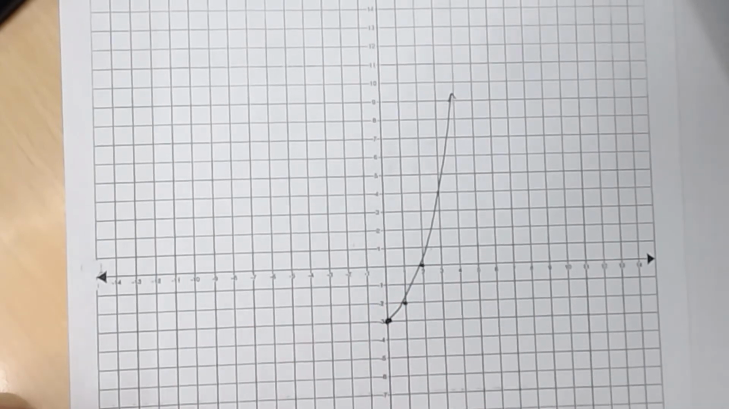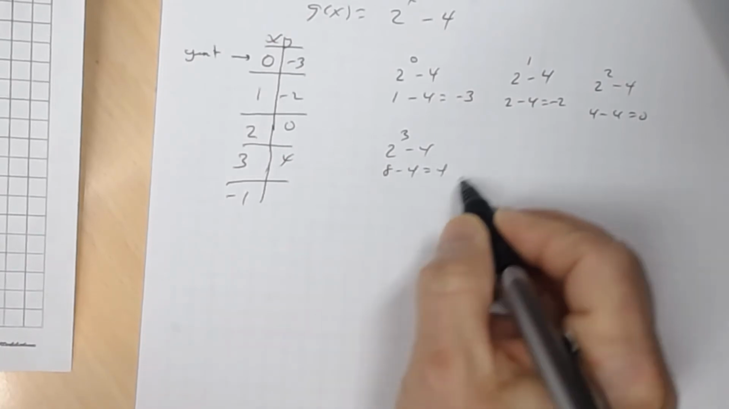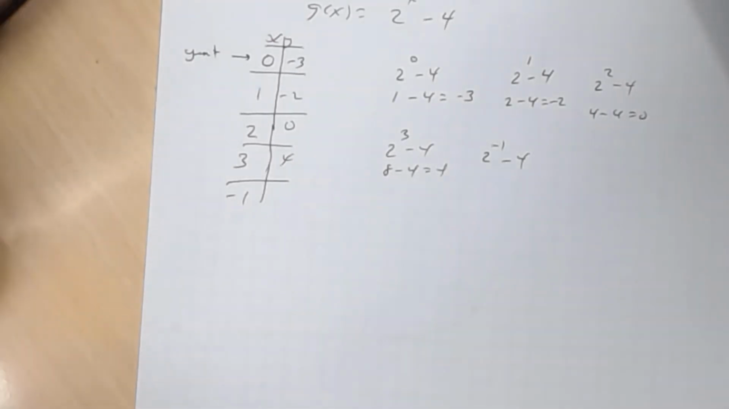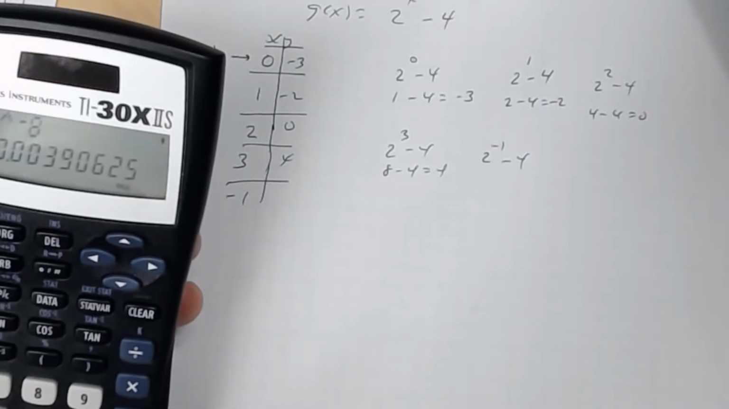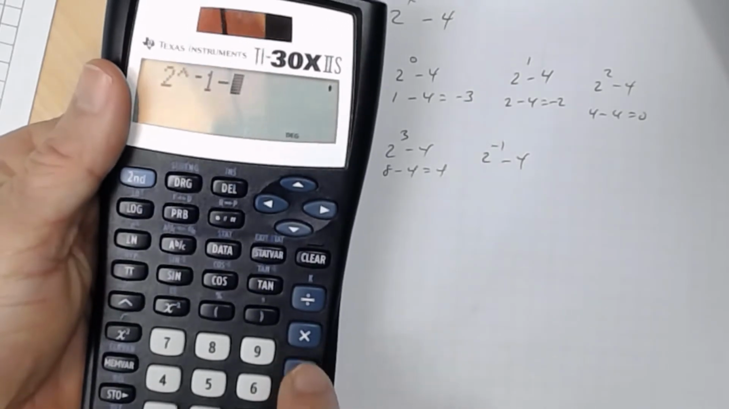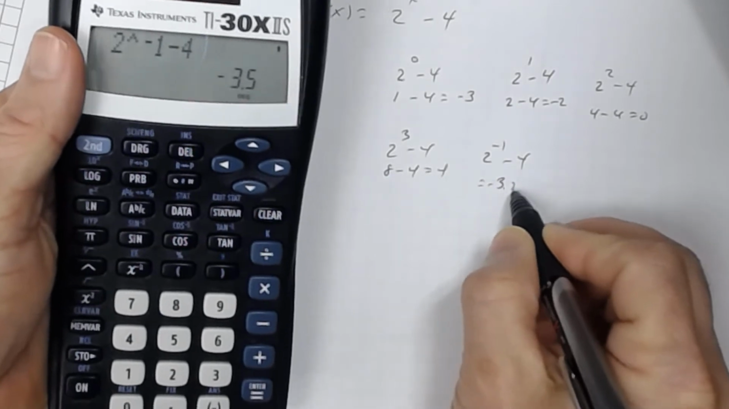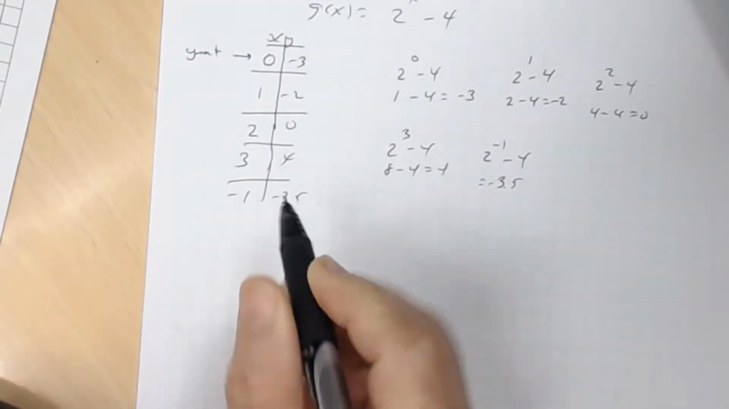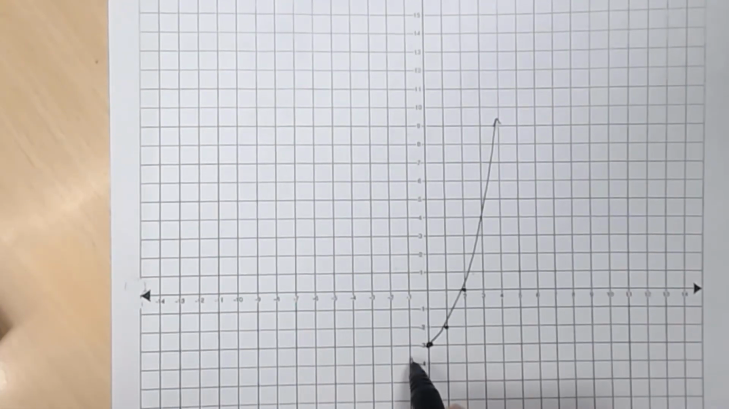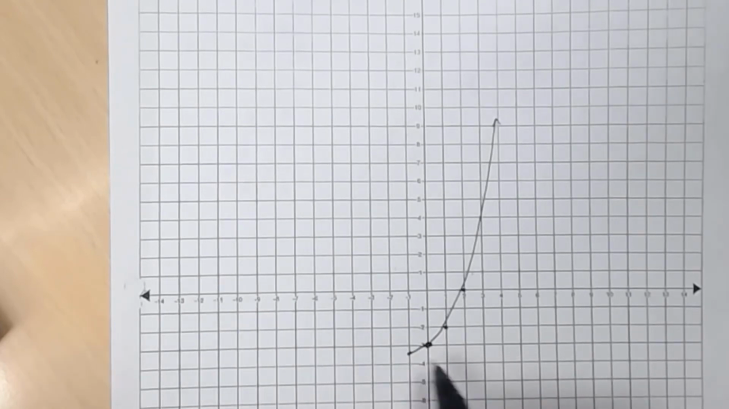Now let's see what happens on this side. So if x is negative 1, I get 2 to the negative 1 minus 4. Use your calculator, use the decimal. 2 to the negative 1, and then minus 4 equals negative 3.5. All right, so I'm going to put the point (negative 1, negative 3.5). So that's about here. You'll see that? Okay.